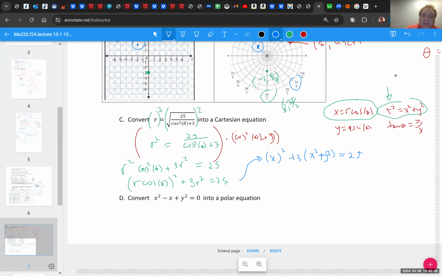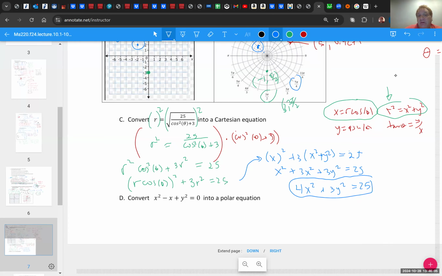Okay, and now I can just combine things together. I get x squared plus 3x squared plus 3y squared equals 25, or a grand total of 4x squared plus 3y squared equals 25. And that's a nice simplified form to leave the Cartesian equation that came from the polar equation, r is equal to square root of 25 over cosine squared theta plus 3.